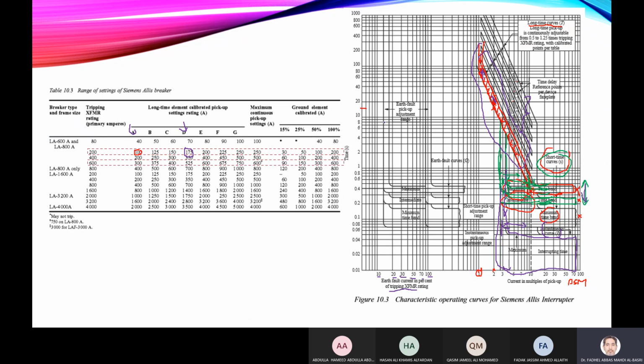Now for the ground, you can have the pickup setting and the time settings also. You have minimum time, intermediate time, and maximum time setting for the earth, and for the pickup you can change it from here up to here, because you have 15%, 25%, 50%, and 100%. Four pickup settings you can choose from.